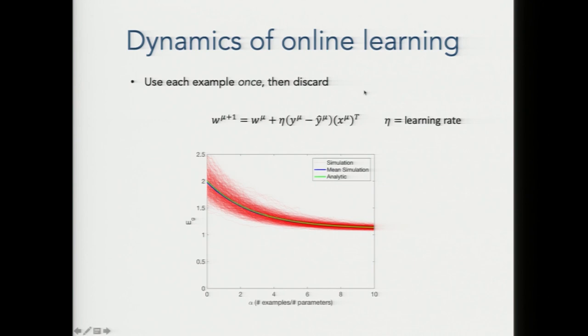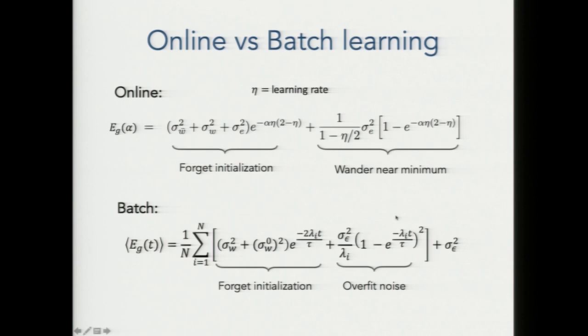The dynamics turn out to be rather simpler, and you can solve them exactly again. And so here, we can now contrast an online strategy versus this batch learning strategy. On the bottom, this is the same expression I showed you before, where you have this forget initialization, overfit noise kind of structure. But on top is what you get out of online learning. It has an interesting structure that's somewhat reminiscent, but a little different. It also has this forget the initialization term, where you're moving towards the correct parameters and away from your initialization. But now it has a wander near minimum term.